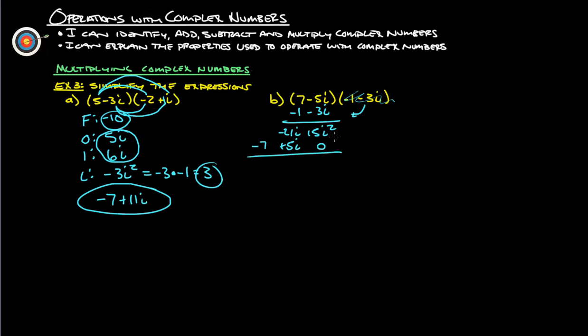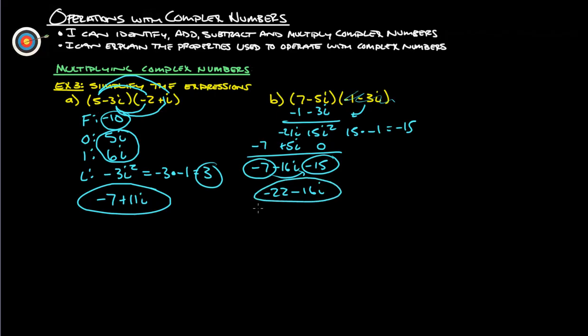And then we do -1 times 7 is -7. And now we're going to simply add these all together. That's -7. -21i and 5i is -16i. And then 15i squared is the same thing as 15 times -1. So that's really just -15. So there's -15 there. And now we will add these two real numbers together, and that gives us what? -22. And then we still have the -16i. So that is how we multiply complex numbers.